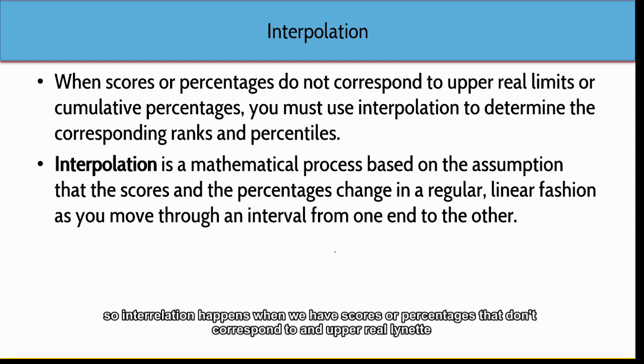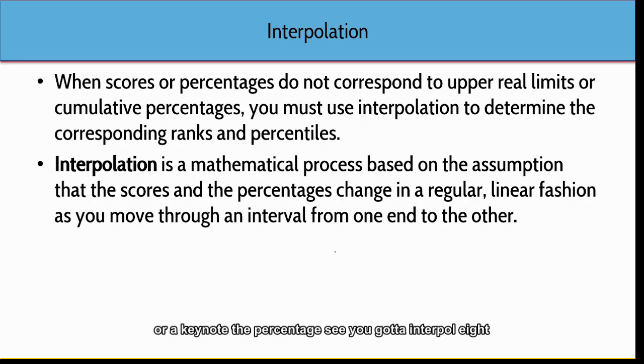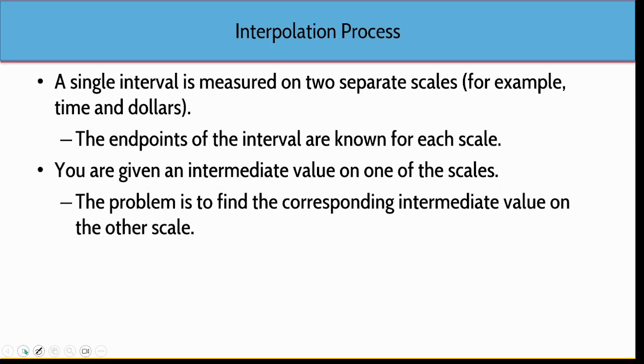So interpolation happens when we have scores or percentages that don't correspond to an upper real limit or a cumulative percentage. So you've got to interpolate to determine a corresponding rank or percentage. And interpolation is just a mathematical process that uses an assumption that the scores and percentages change in a regular linear fashion as you move from one to another. Okay, so it's not exact, it's data interpolation.